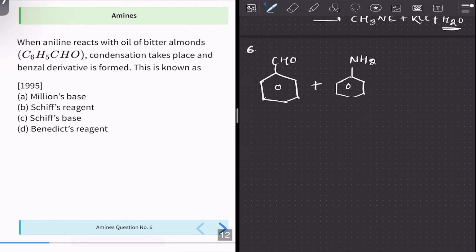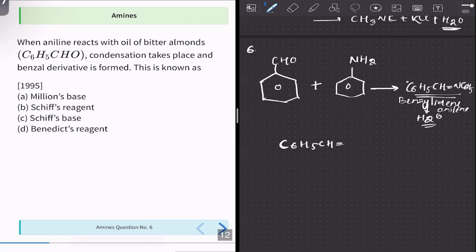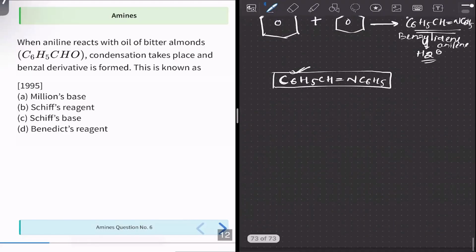So with aniline there will be production of C6H5CH=NC6H5 and H2O. This is benzylideneaniline. Let's write the formula again on a clear page: C6H5CH=NC6H5. Okay, this is the product. It is also called a Schiff base, not a reagent. It is a Schiff base.